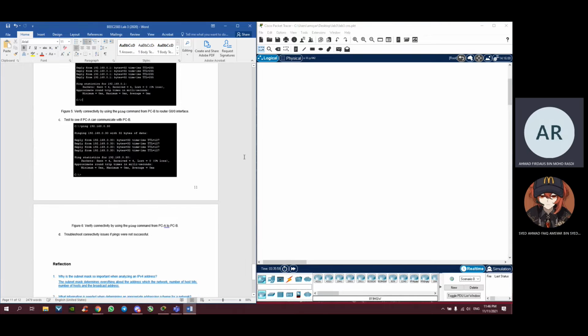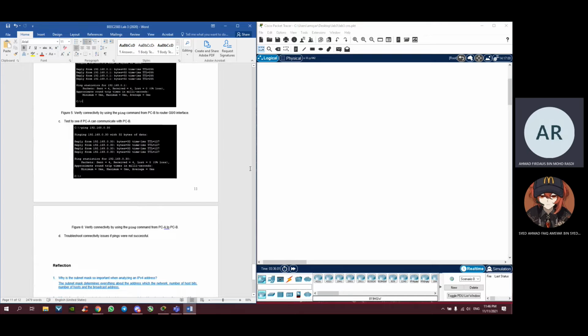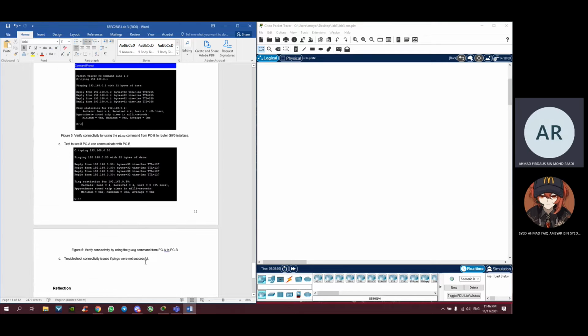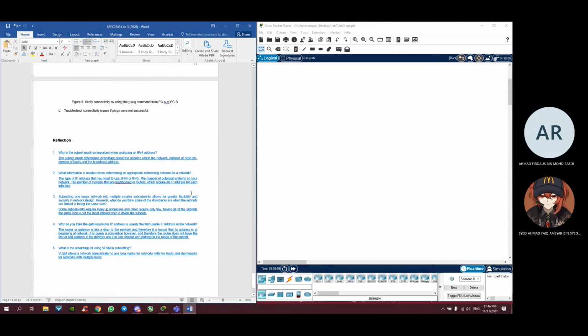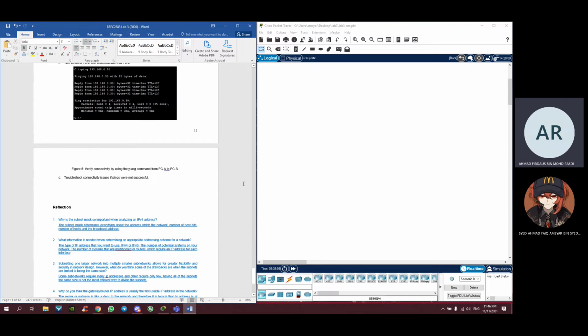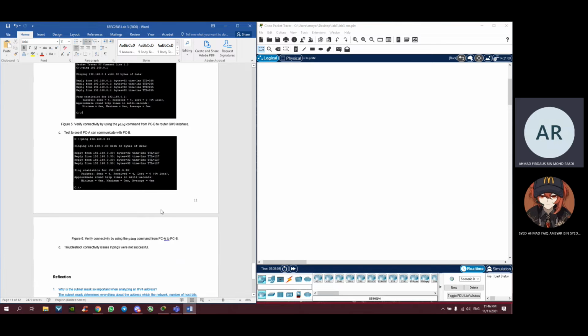And then troubleshoot connectivity issues if pings were not successful. Every connectivity test that we made and troubleshot has no unsuccessful ping. All were successful.